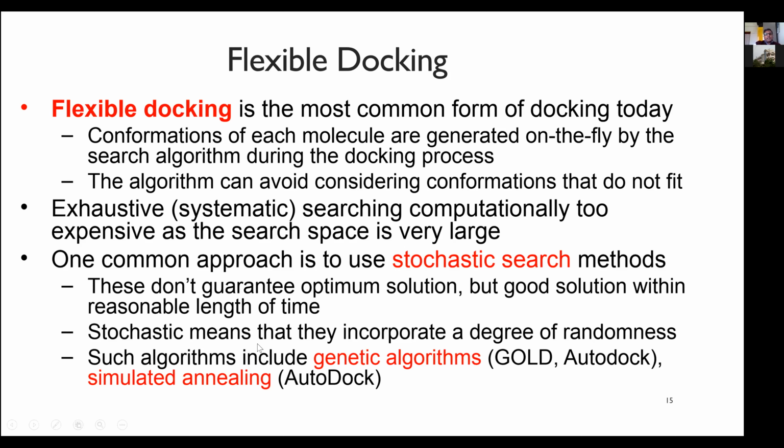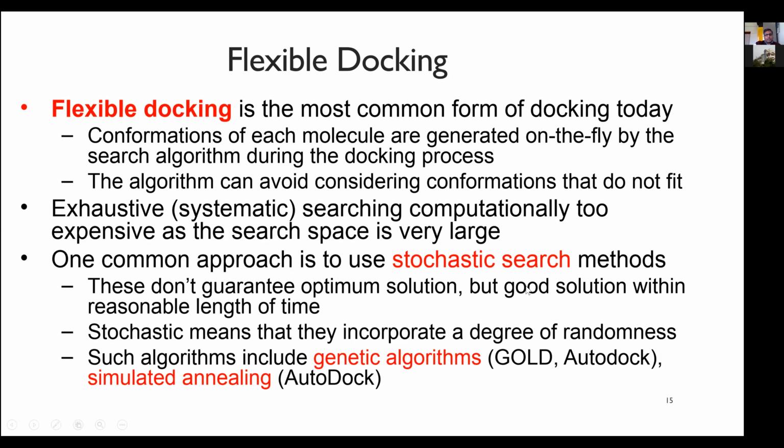Okay. So I said that stochastic means they incorporate a degree of randomness, which means that you start up with a random number of conformations in the beginning, and along the way you just refine those conformations to find out the best fit conformations. Now, two algorithms which are basically used are the genetic algorithm, which is implemented in docking software Gold and Autodock, and also the simulated annealing algorithm, which is implemented in Autodock.